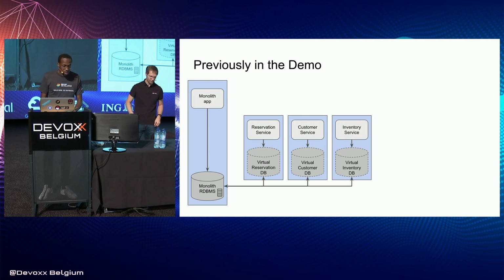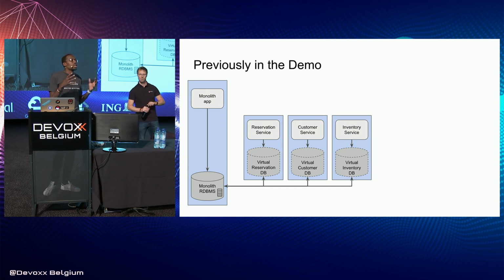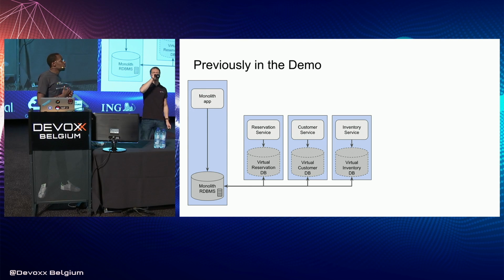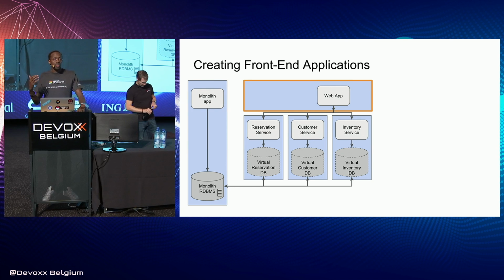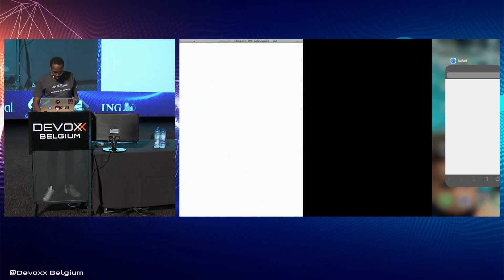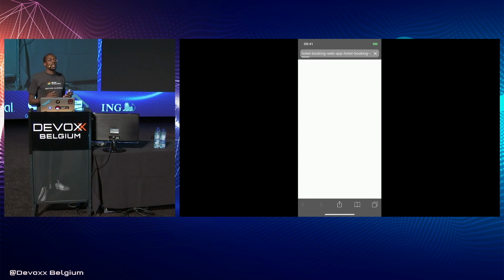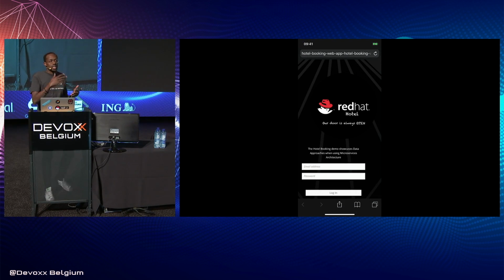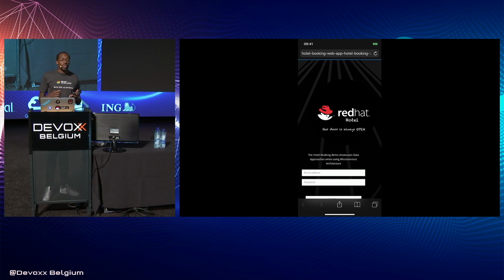Okay. So previously, we were at this stage where we have 3 backend microservices reading data from the virtual database, up and running, and ready to be consumed by a front-end application. So now that we have the web application, let's start to book a room. So let's imagine that I'm in public transport and I would like to start planning my next vacation in Japan, for example. So I'm accessing the web application.